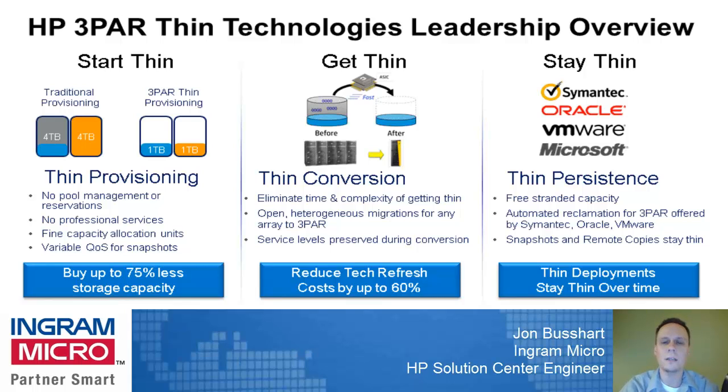So start thin, stay thin. Where they get thin from is from a couple of things. They're saying that if you convert from anybody else's thin provisioning technology into a 3PAR thin provisioning technology, you can actually save up to 50% of your storage costs.